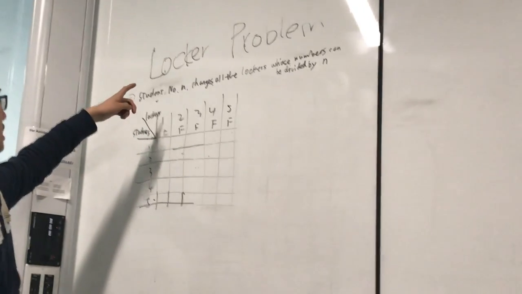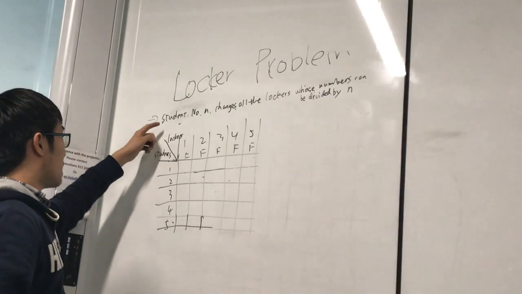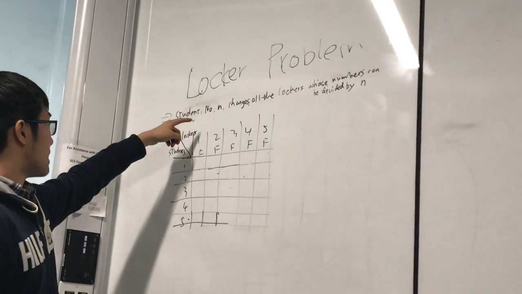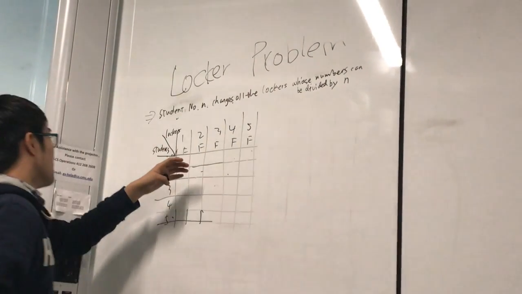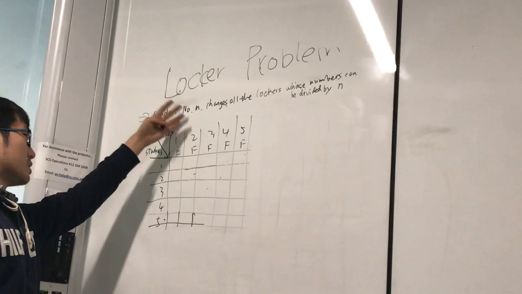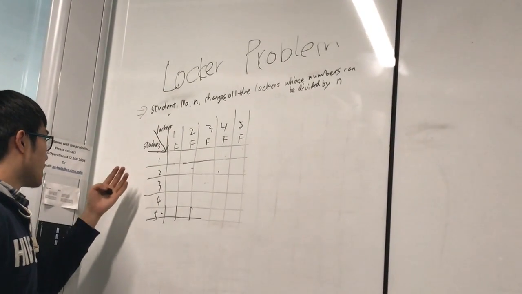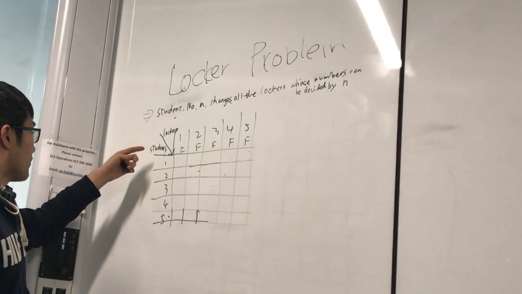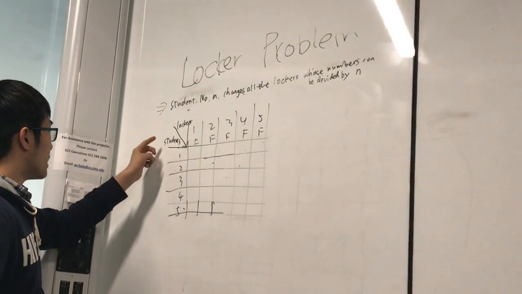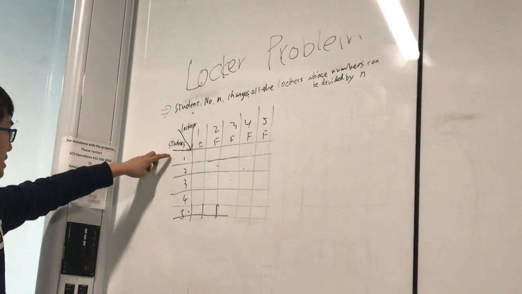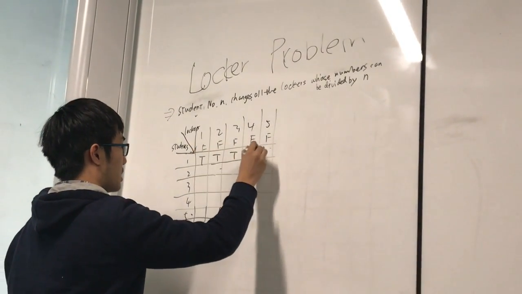So today we're going to talk about the locker problem, which means that there will be n lockers, and student number n will change all the lockers whose numbers can be divided by n. We will use an example to illustrate the problem. First we set 5 lockers so that there will be 5 students. At first all the lockers are closed, so we set them to be false. For student number 1, all the lockers will be changed, so all of them will be open.